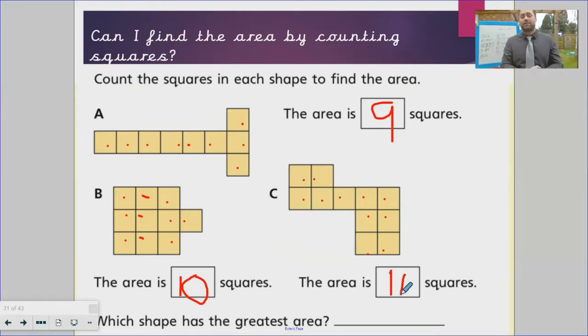And now we have to answer the next one. Which one has the greatest area? Greatest means high, it means largest. So which one has the largest area? And of course it's this one here, isn't it? Because it has 11 squares, which is greater than 10 and 9. So the shape that has the highest area is shape C.